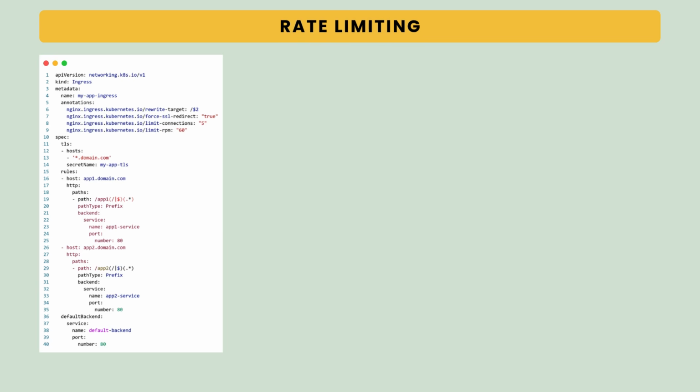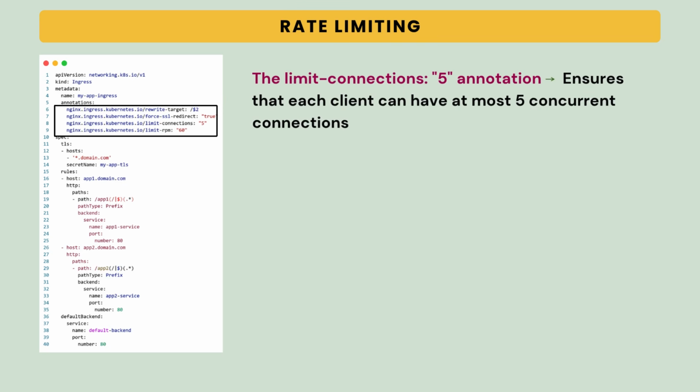Now let's check out this YAML. We are updating the Ingress to limit how clients access our services using NGINX annotations. The limit-connections annotation, set to 5, ensures that each client can have at most 5 concurrent connections.